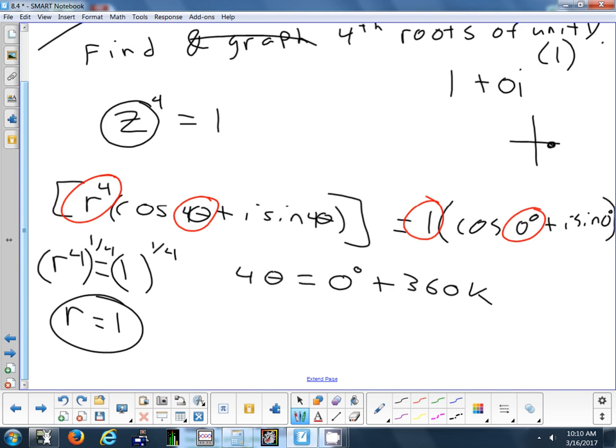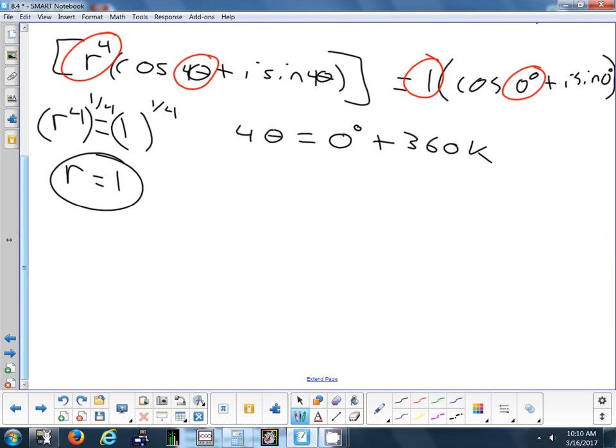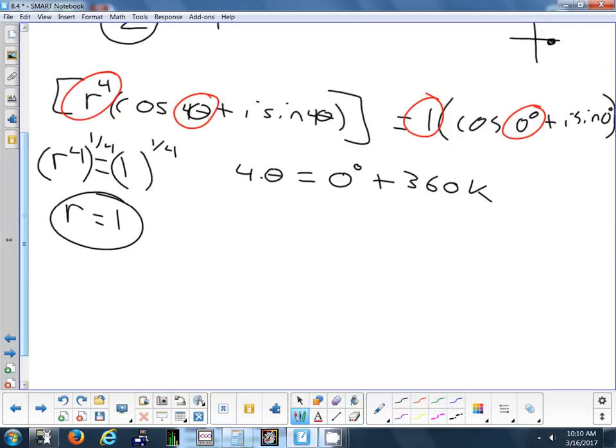Okay, now my angle. I don't want 4 times my angle, I want my angle. So how would I get rid of this 4? Divide by 4, even though this time it doesn't really do much, and divide that by 4 too. So my angle is, that's really gone, I don't need it, 0, plus, what's 360 divided by 4? 90.